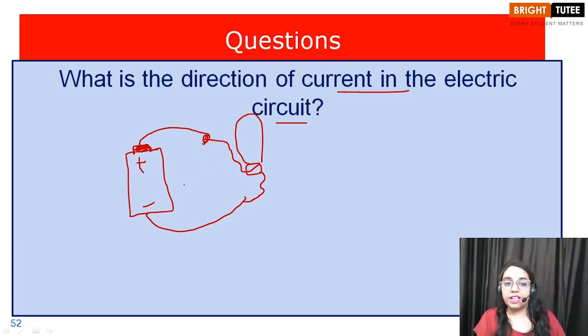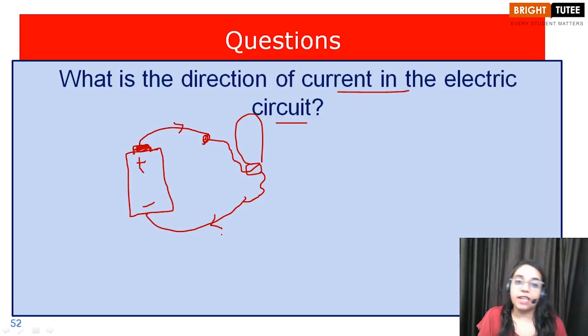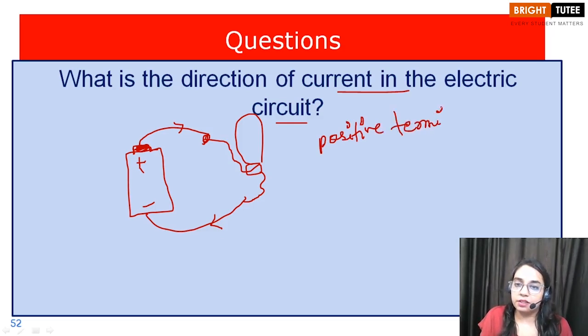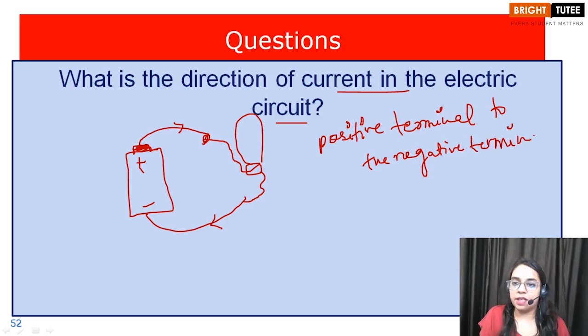So the direction of current, the conventional direction of current, is always taken to be from the positive to the negative terminal. Yes children, the current always flows from the positive terminal to the negative terminal, right children? So this is the direction of electric current. Okay, let's move to the next question.